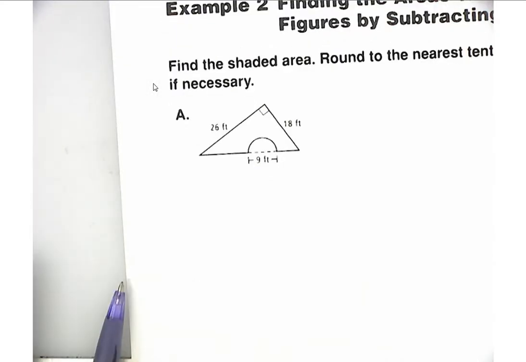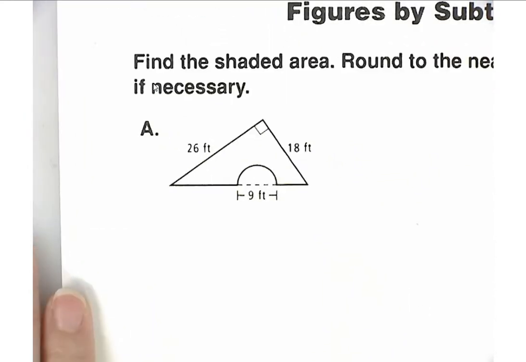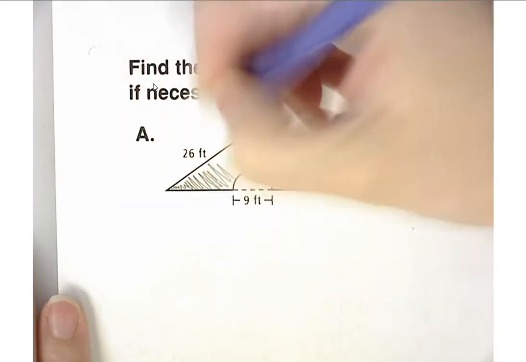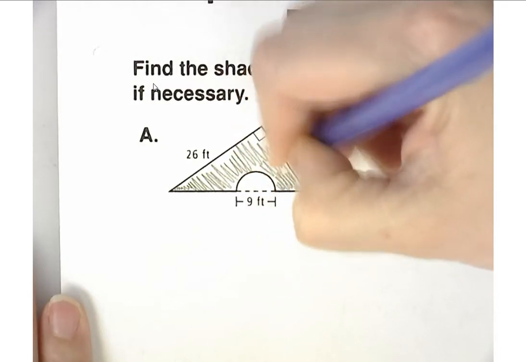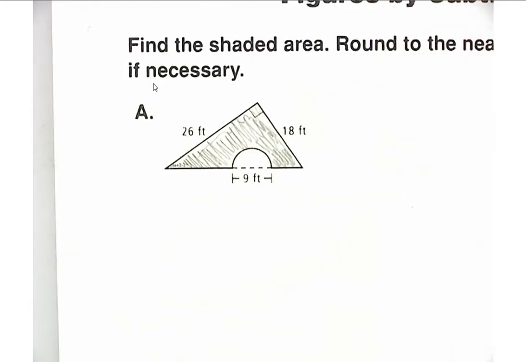Okay, now let's go to the back where we are still finding areas of the shaded region, but now we're going to have some cutouts. So for part A, the shaded region is all right here. All right, so what two shapes do we see in this one figure? Circle and triangle.